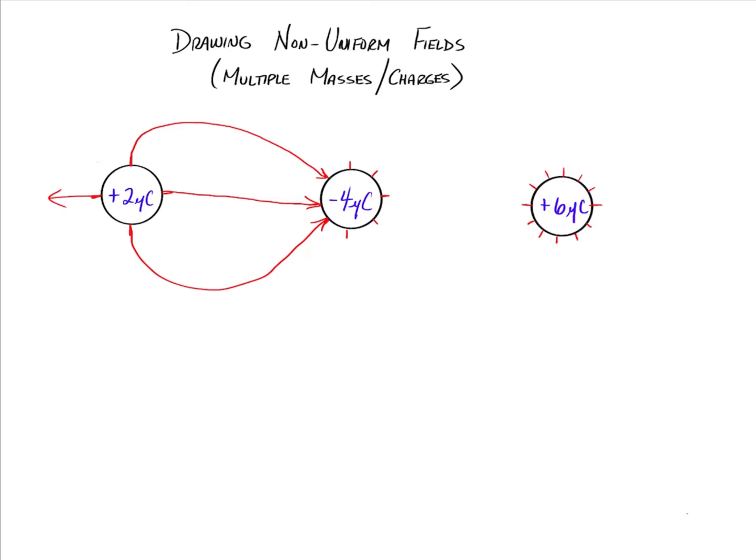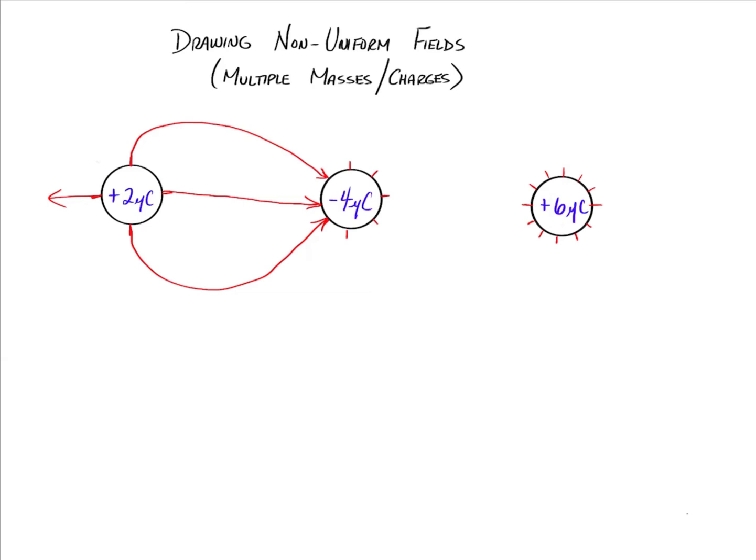So you can see now that all of the arrows are pointing away from the 2 microcoulomb charge. However, the 2 microcoulomb charge is going to repel things away, but the negative 4 is going to pull them, so that's where these curving lines come from. There's some repulsion from the 2, but over time the negative 4 winds up attracting this positive test charge, so you get this curved line.